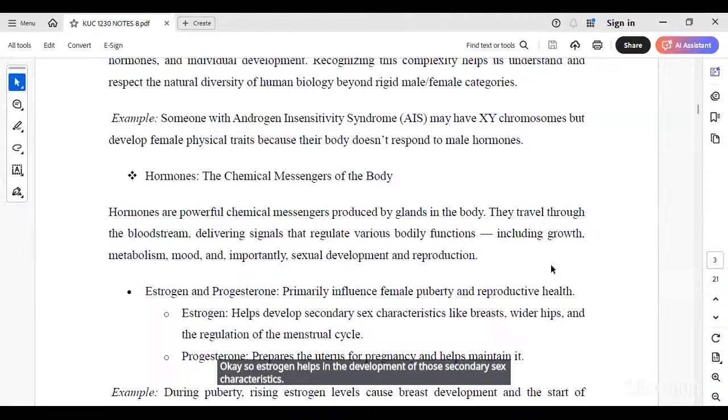Then progesterone is important for pregnancy. It's the one that prepares your uterus for pregnancy, and it's the same hormone, progesterone, that will help in maintaining pregnancy.